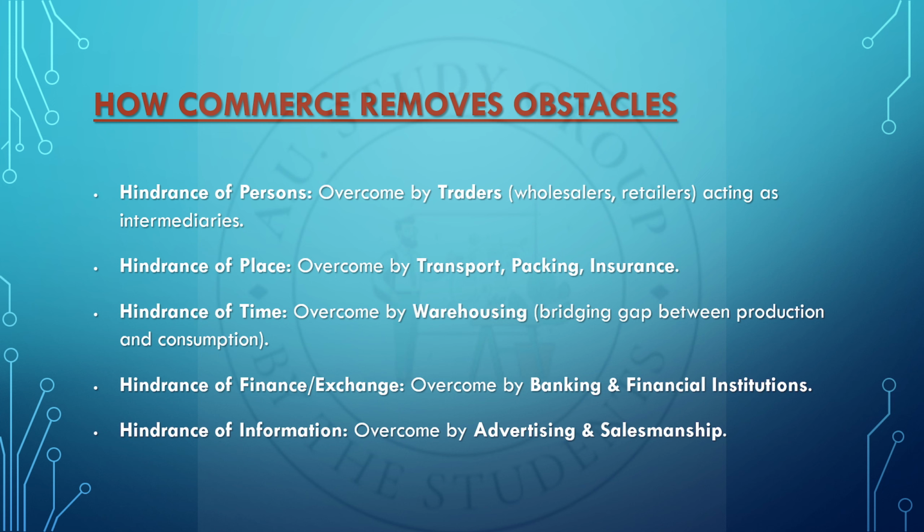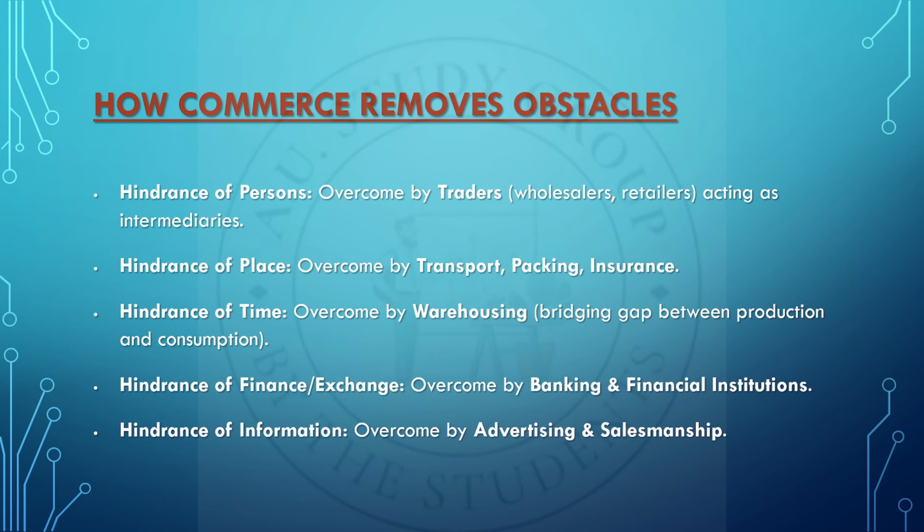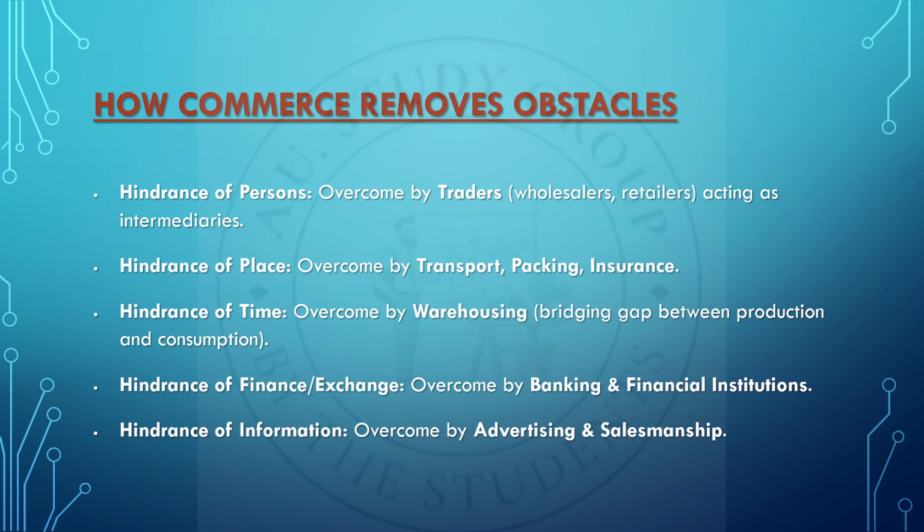Now all these hindrances what you see, they basically are supporting aids to trade. Trade is basically buying and selling. How to buy and sell? By removing these hindrances, these are aids to trade. They are part of commerce. So commerce is divided into two components: trade, which are buying and selling, and aids to trade, which are activities facilitating trade. Now these are the hindrances which are removed by those aids to trade.